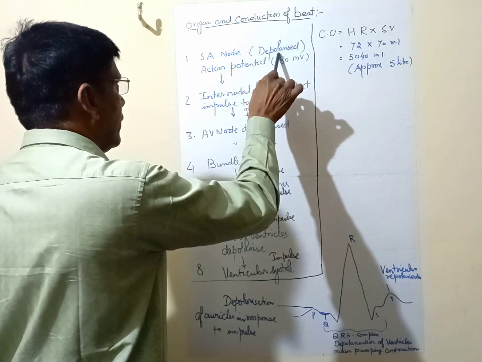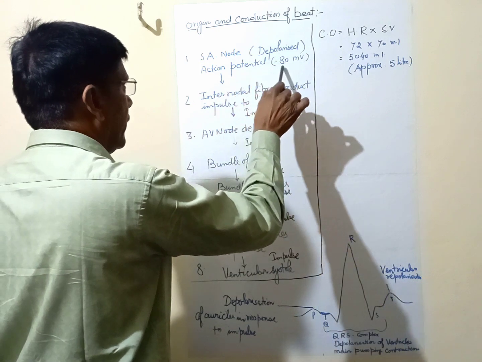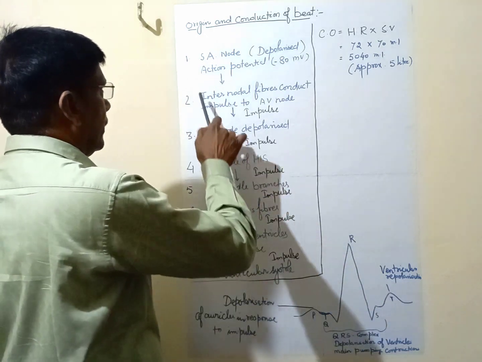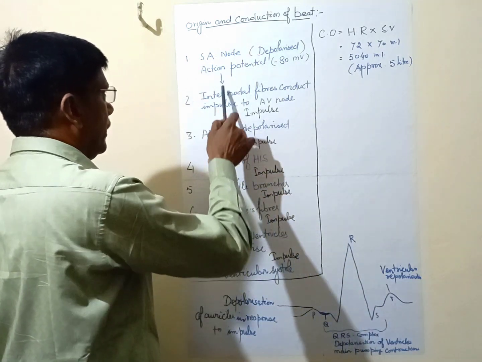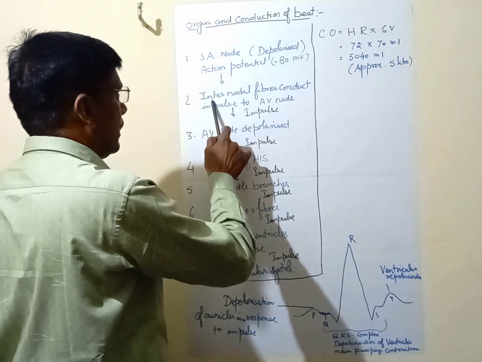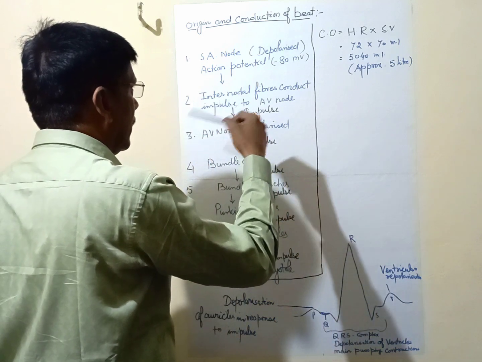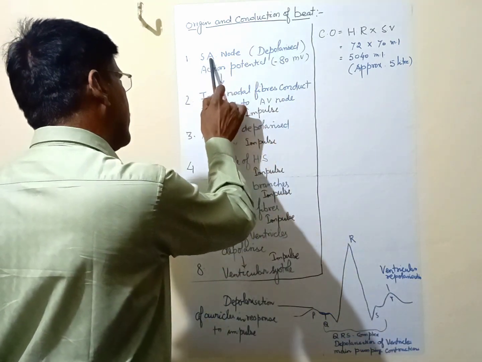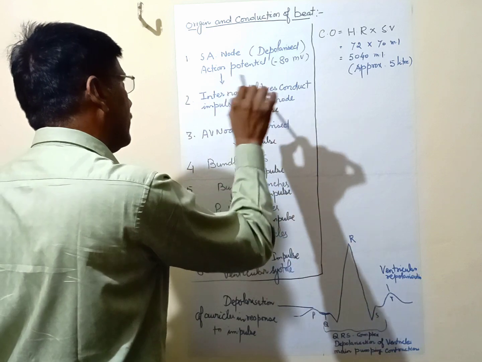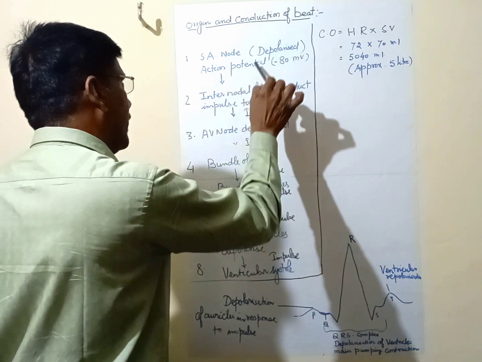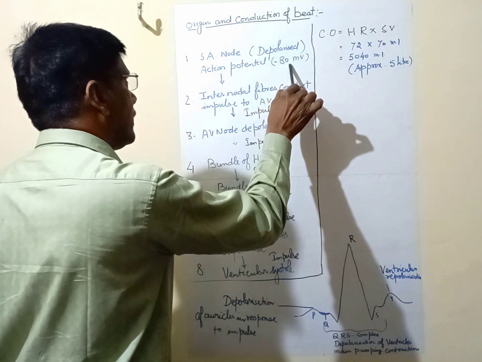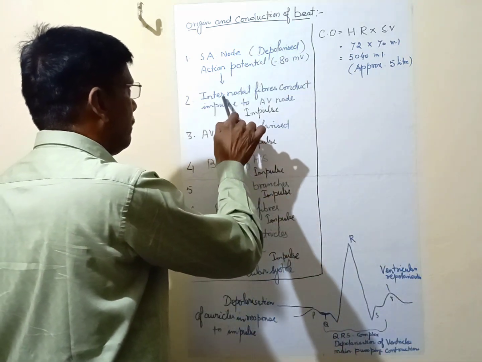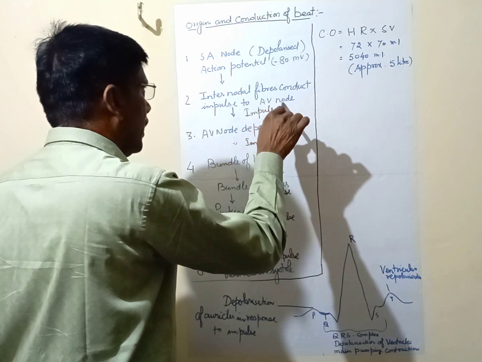So it is in depolarized state. And action potential at that time is minus 80 mV. Impulses are generated, then these impulses are conducted to AV node. Internodal fibers of SA node generate impulses while action potential is minus 80 mV. It is in depolarized state. Then this impulse is conducted to AV node.